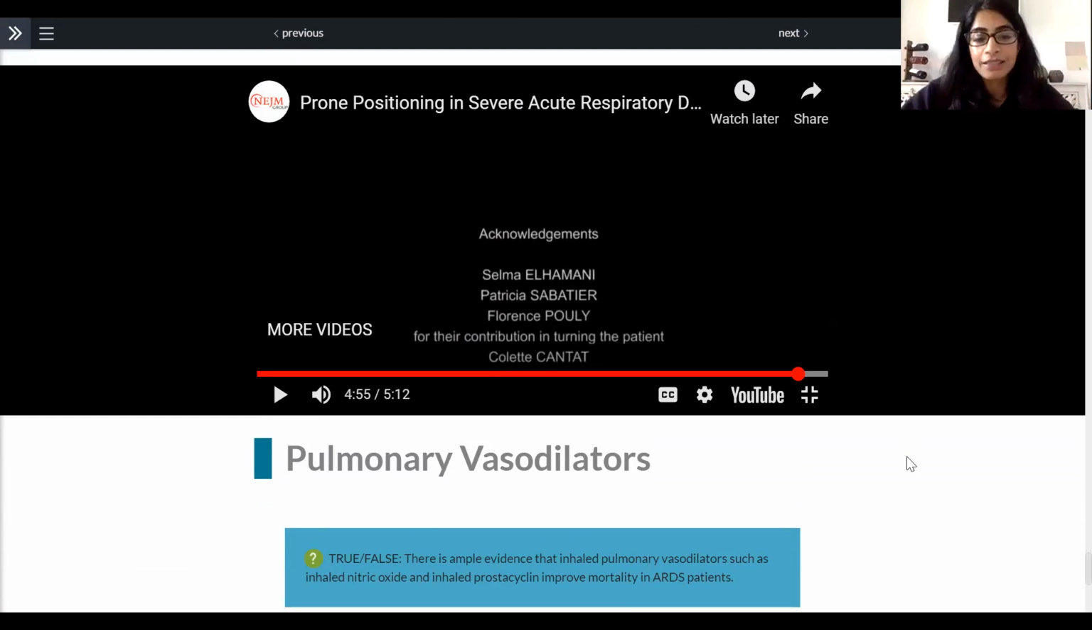And you might be able to see that straight away. As soon as you prone someone, their oxygen saturations will improve, their VQ mismatch will improve, and their oxygen requirement will go down. So there's benefits in that, whether the patient is awake or asleep. I would really urge you to read this paper because it is a landmark paper in intensive care medicine and critical care medicine.